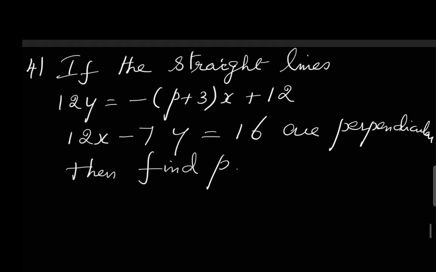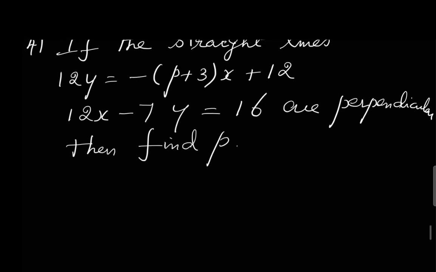See fourth sum. If the straight lines 12y equal to minus p plus 3 into x plus 12, and second equation 12x minus 7y plus 6 is equal to 16, are perpendicular, then find p. So two equations of lines are given and also given the lines are perpendicular. Perpendicular, product of the slopes is minus 1, this concept you are going to use. Let me write the first line: 12y is equal to minus p plus 3 into x plus 12.